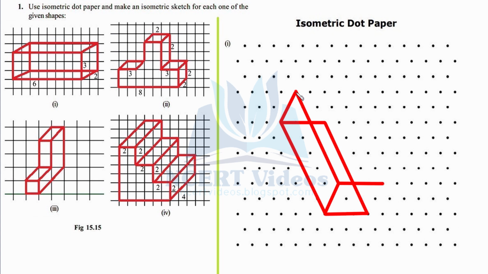Now it is just a matter of connecting the edges. So we will connect this edge and this edge, and at last we will connect the length of this cuboid. So in this way, we sketch our isometric model of the given oblique sketch.